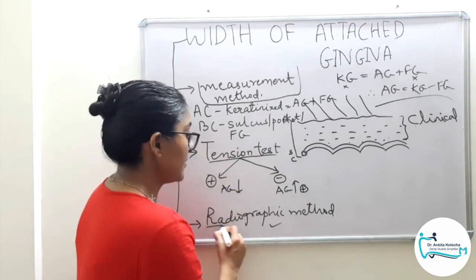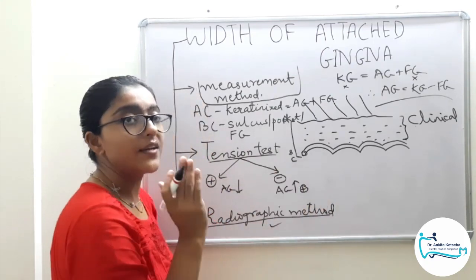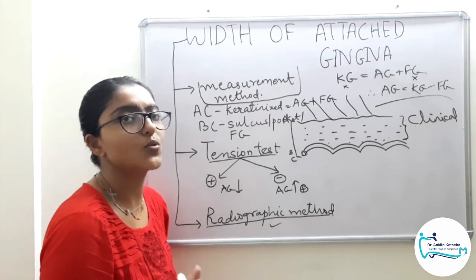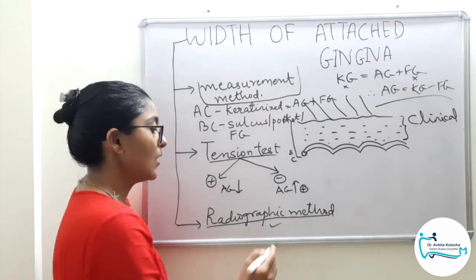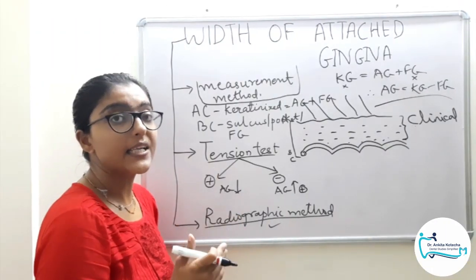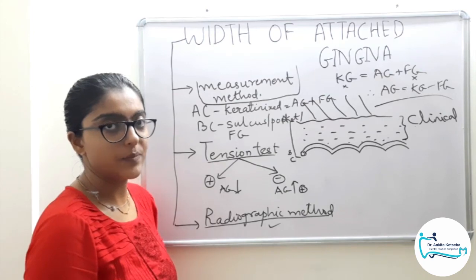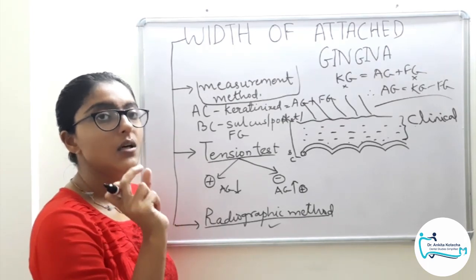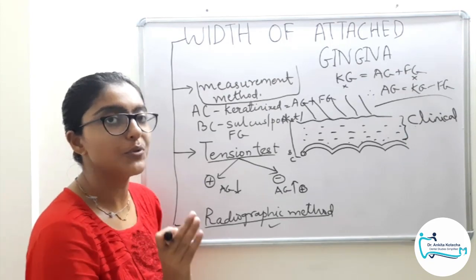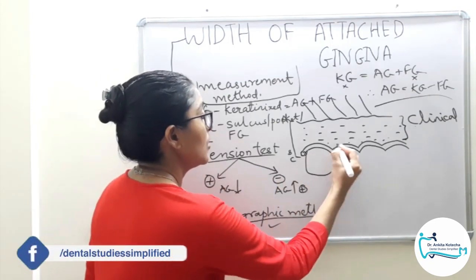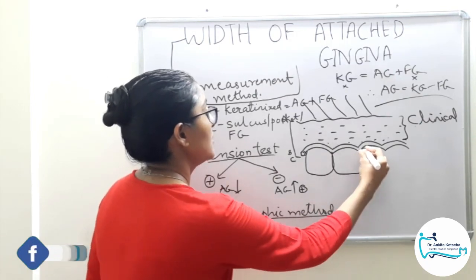Coming to the last method, that is radiographic method. I repeat, it is of historical perspective and it is not performed in routine practice nowadays. In this radiographic method, the mucogingival junction is identified by one of the previously discussed methods. Now we place the orthodontic wire pieces on this mucogingival junction coinciding with the facial or mid-facial aspect of the teeth.